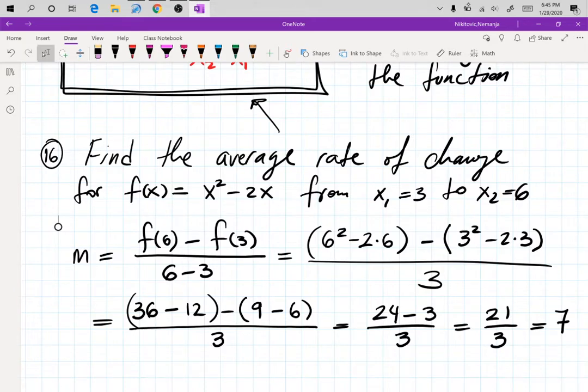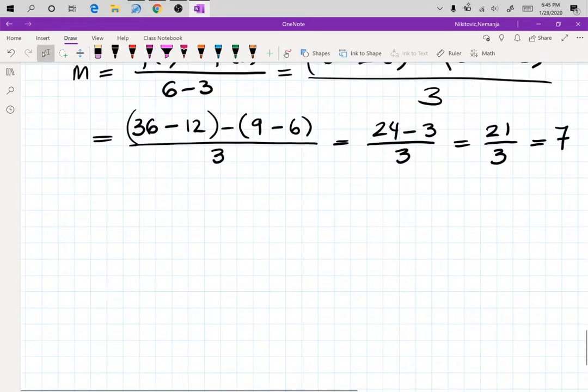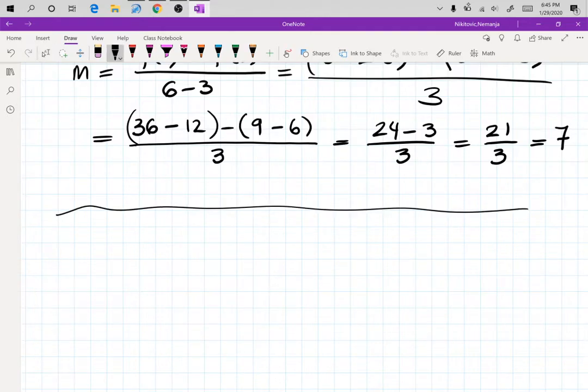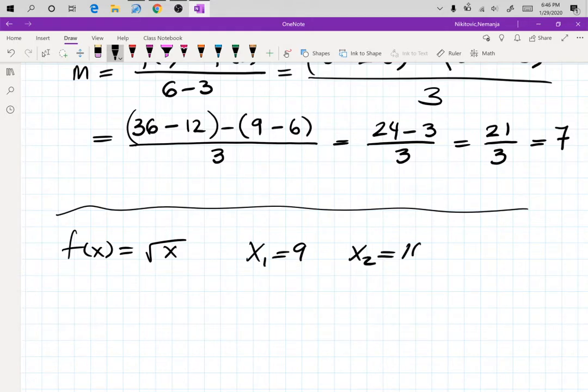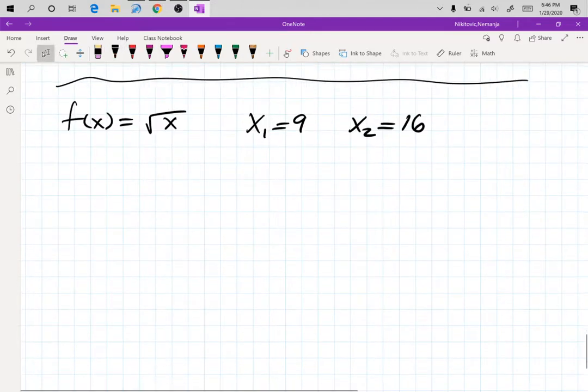Now, obviously, all of this is much more interesting when we do the word problem. But how about we do one more of these whatever problems, huh? Because we can. Let's do one more, just because we can. F of x is equal to square root of x, and your x1 is 9, and x2 is 16. Plug everything in the same formula. Let's see what you get.